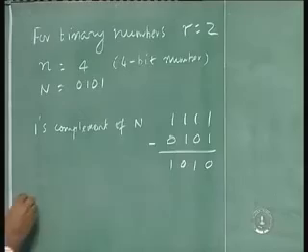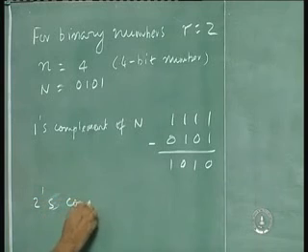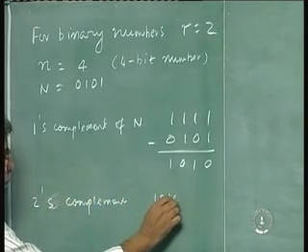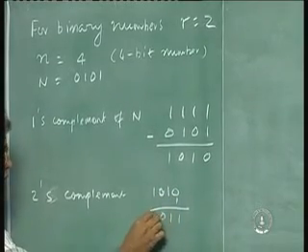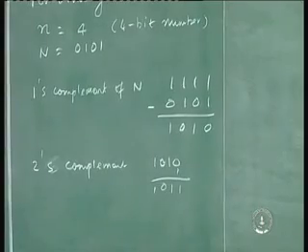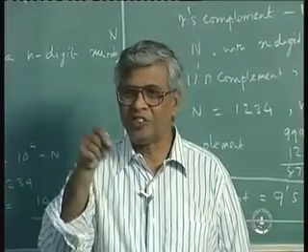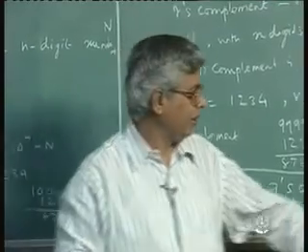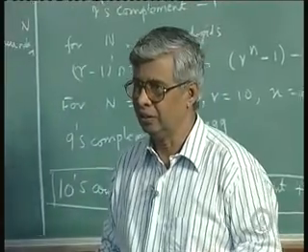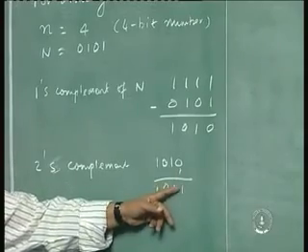And 2's complement is 1010. So when you add 2's complement and the given number, it should give rise to 1 more than 1111. 1111 is 15. 1 more than 1111 is 16. This is 11, given number is 5, so total is 16. That also tallies. So this addition of 1 gives me 2's complement.